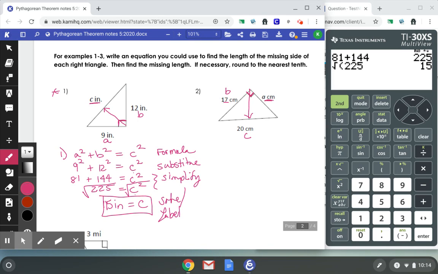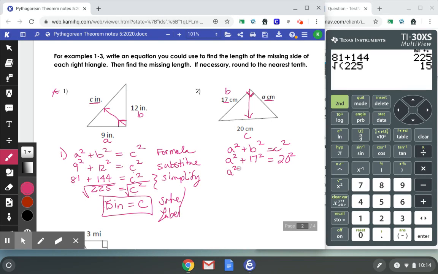I'm going to use my formula: A squared plus B squared equals C squared. I'm going to plug in what I know. Do I know A? No, so I write A. Do I know B? Yes, 17 squared. Do I know C? Yes, 20 squared. Okay, the next step, I'm going to simplify what I can.